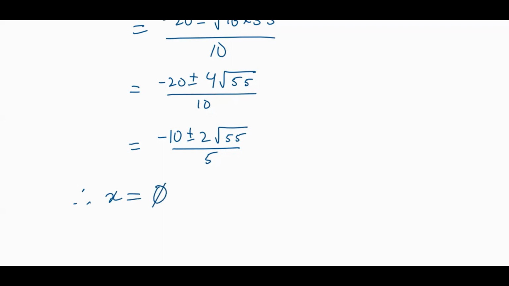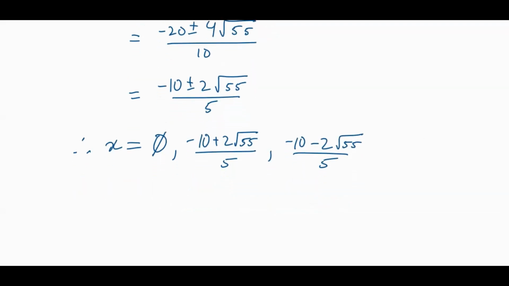So x equals 0. Don't forget that one. Negative 10 plus 2 root 55 over 5, and negative 10 minus 2 root 55 over 5. And I'm sure you can punch that into your calculator proficiently if required, if you're asked for 2 decimal places or something like that.